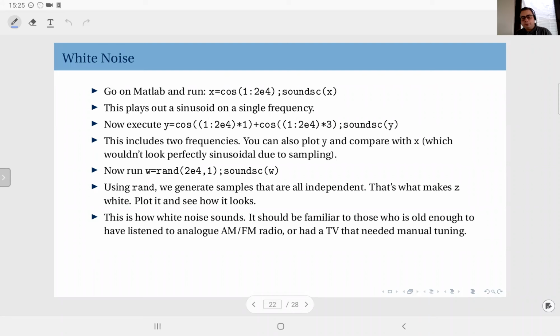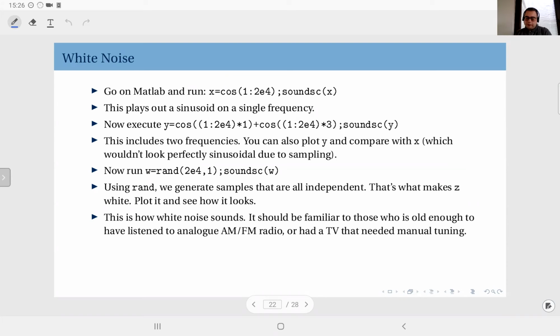Now here's a demonstration of white noise. I'm not going to show you what this produces, but I've given you a couple of MATLAB instructions here. You can simply run these by yourself and see what they produce. Essentially, you will hear these signals.